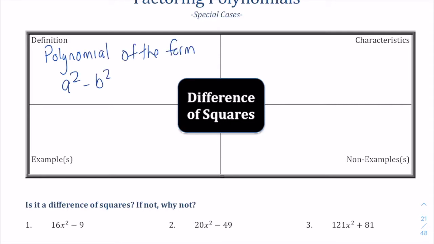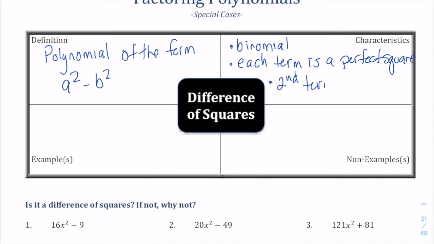Some characteristics: it's always a binomial. Each term is a perfect square, and the second term must be negative. If that was a bit much to digest in one point, let's go ahead and look at some examples. So a simple example would be something like x squared minus 9.